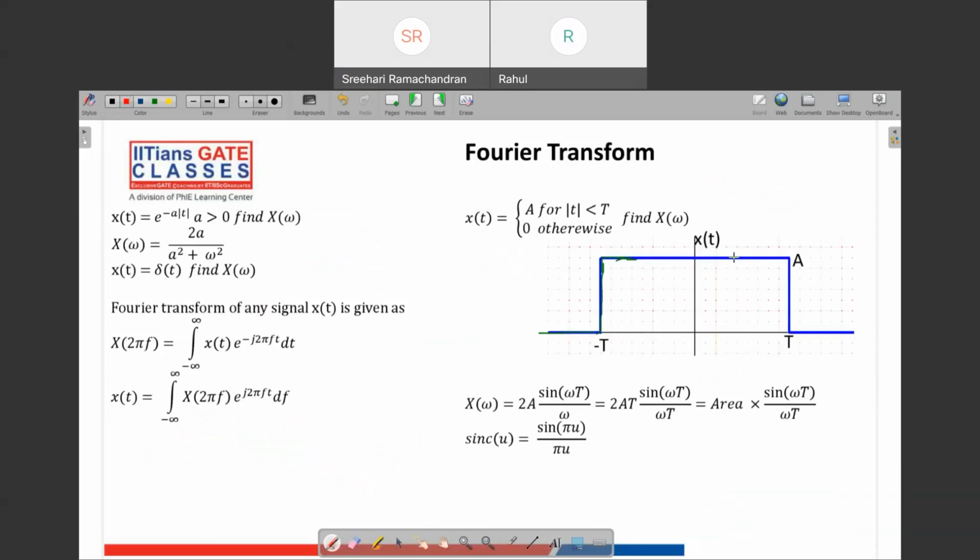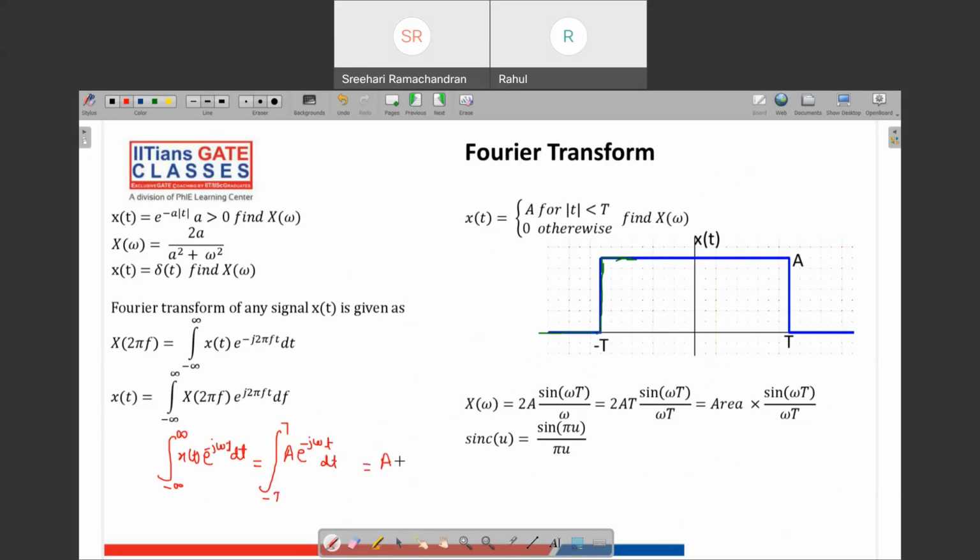For this case, you can again use the Fourier transform formula to calculate it. So it will be equal to the integral from minus infinity to infinity of x of t e to the power minus j omega t dt. Now in this case, x of t is equal to capital A from minus T to T. So you can write it as the integral from minus T to capital T of A e to the power minus j omega t dt.